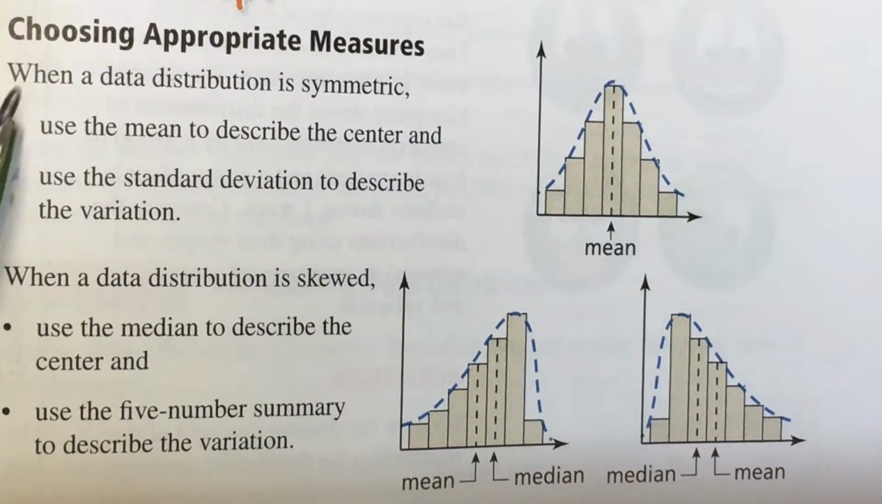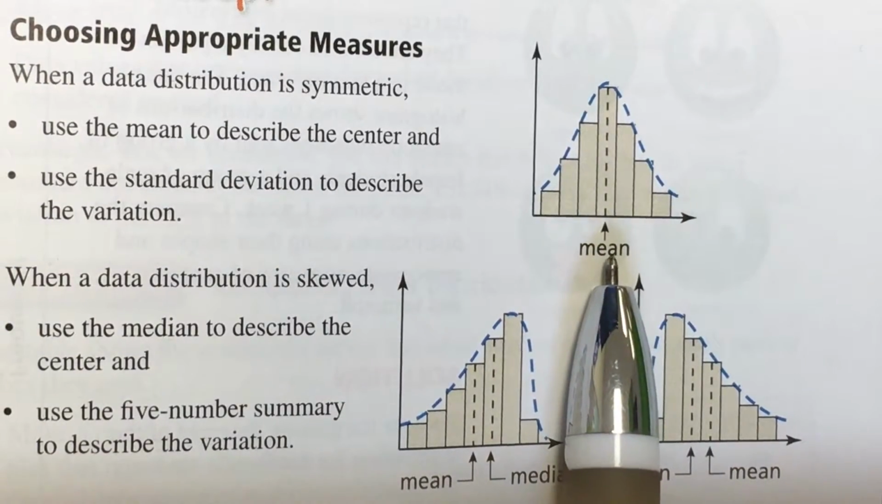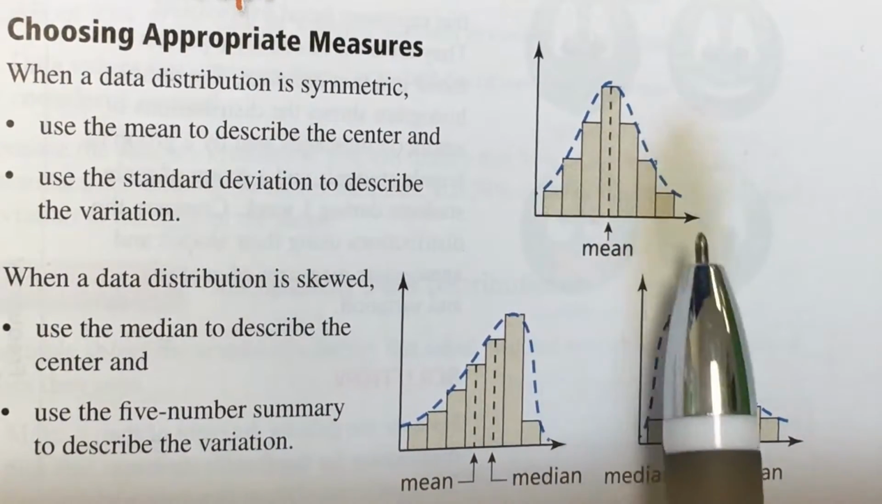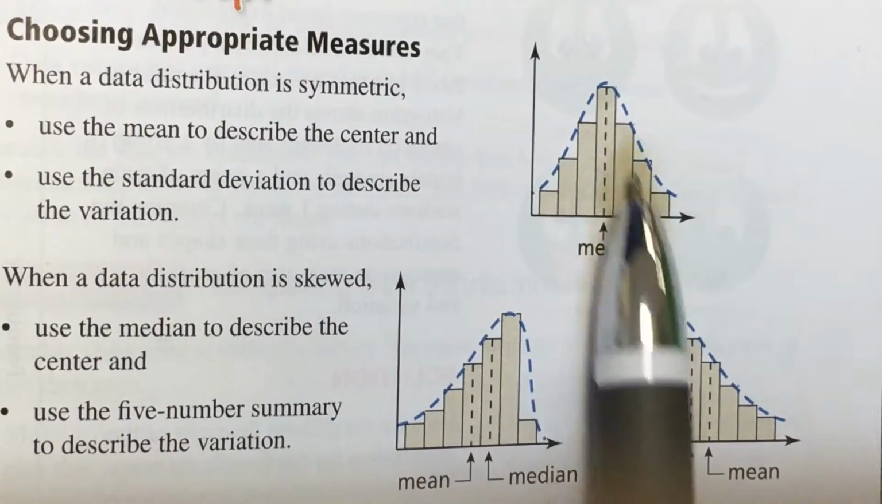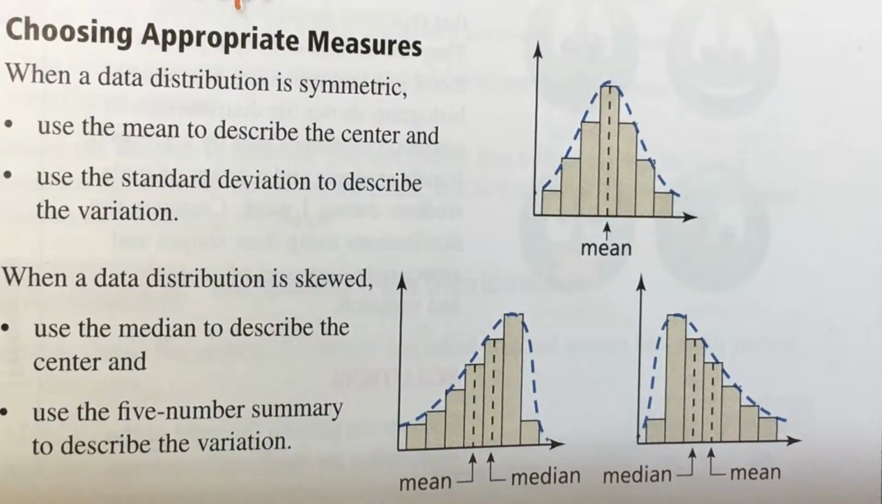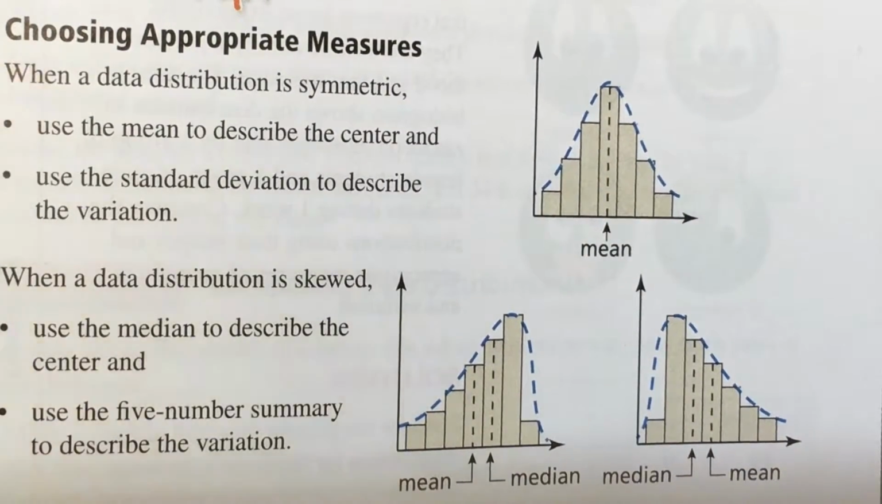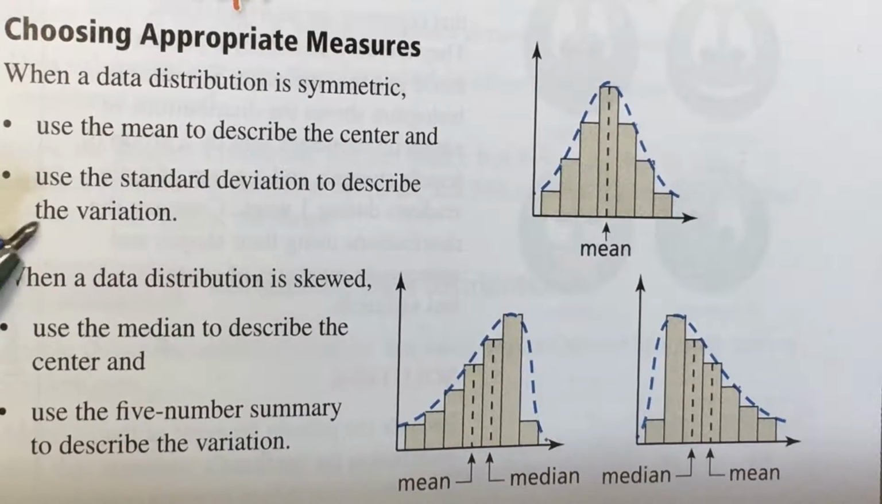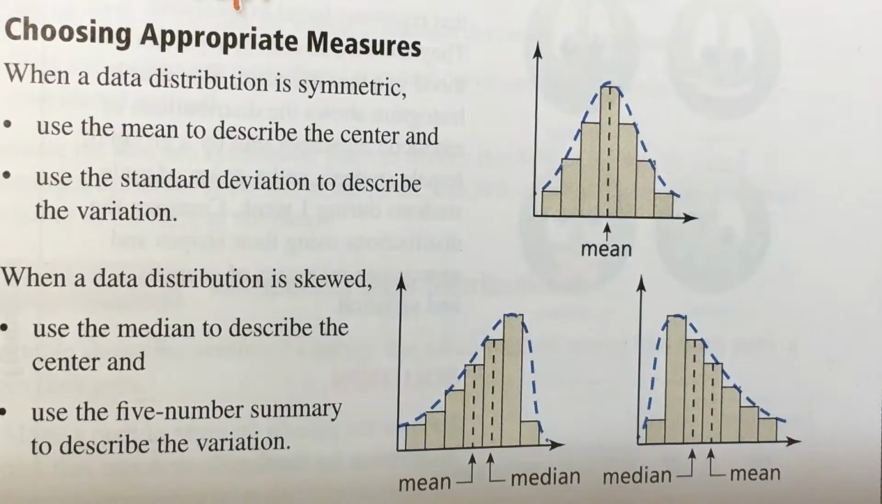For example, when the data of the distribution is symmetric, or if you have a graph that looks symmetric with some values on the left, some values on the right, and most of your data in the middle, you can use the mean to best describe the center of that data, and you can also use the standard deviation to describe the variation, or how much the data is spread apart.